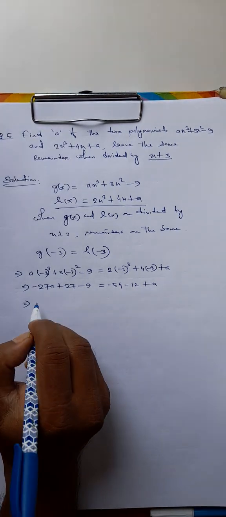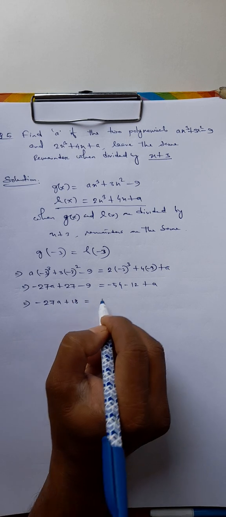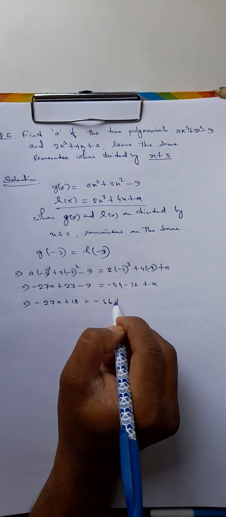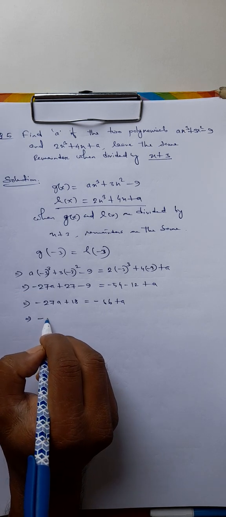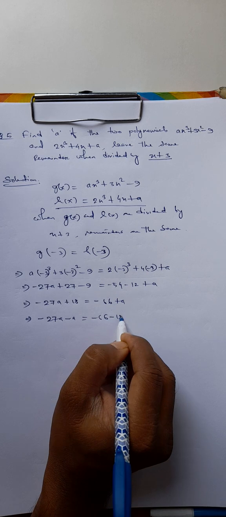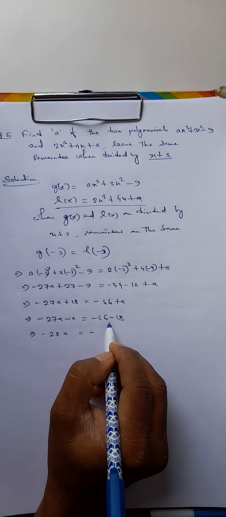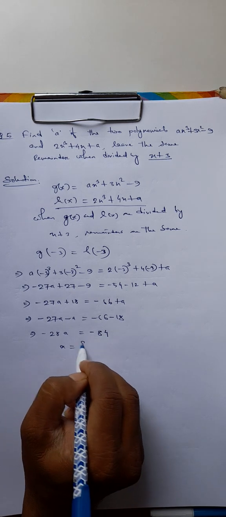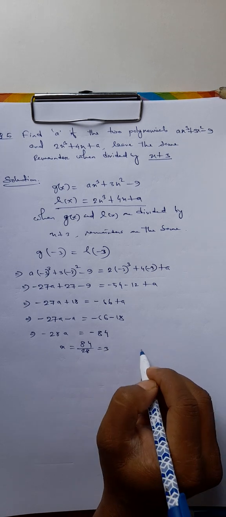Now let us solve this equation. Minus 27a plus 18 equal to, this becomes minus 66 plus a. Now let us transpose the term containing the variable to the left hand side. This becomes minus 28a. The right side becomes minus 66 plus 18, which is minus 84. So what is a? 84 divided by 28 becomes 3. So the answer is 3.